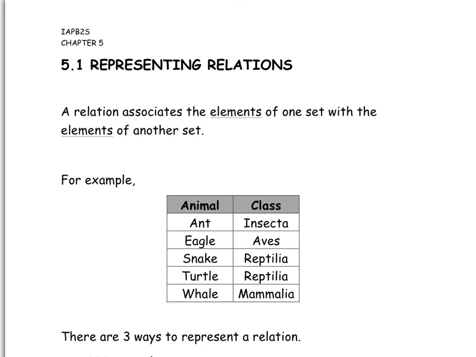Hello students, welcome to lesson 5.1, representing relations. Alright, first thing, let's understand what a relation is.